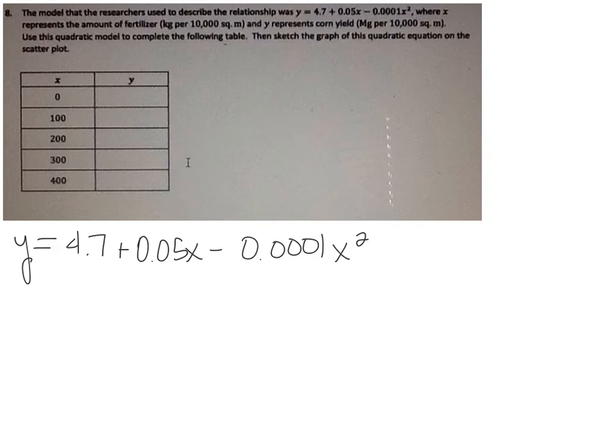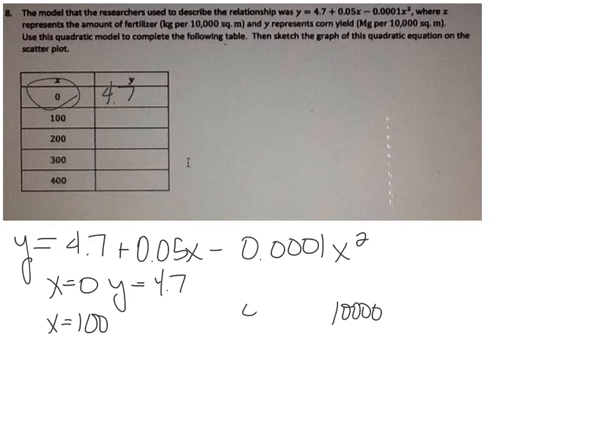I've got y equals 4.7 plus 0.05x minus 0.001x squared. First I'll plug in x equals 0, which is going to wipe out these two terms and give us y equals 4.7. Next I'm going to plug in x equals 100. 100 squared is 10,000.